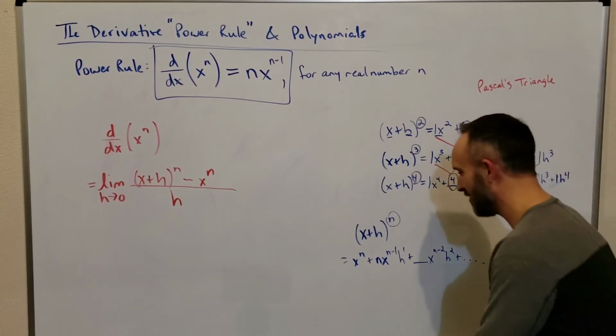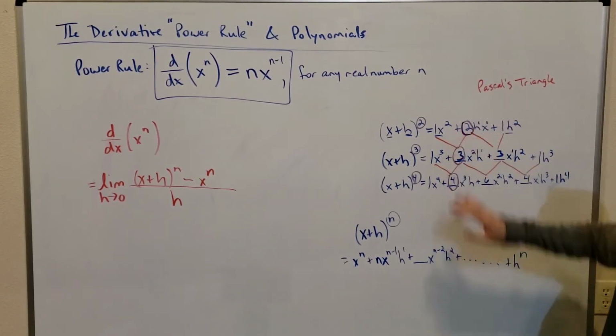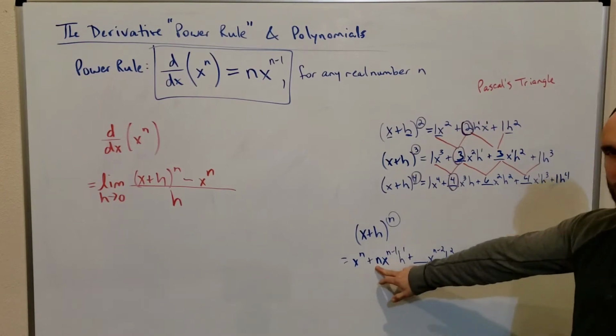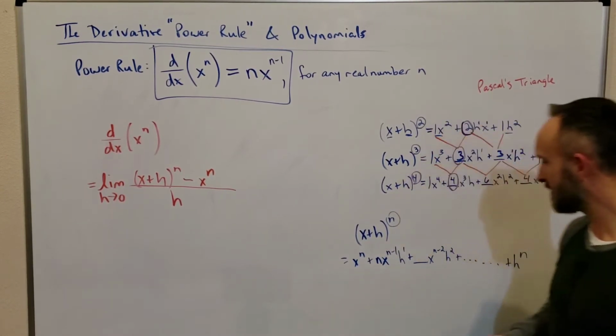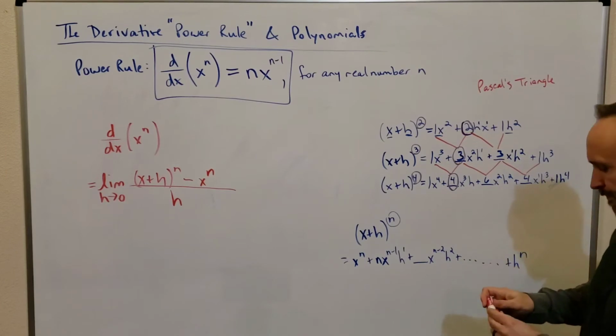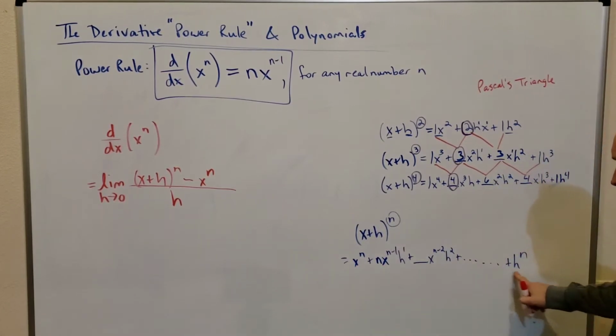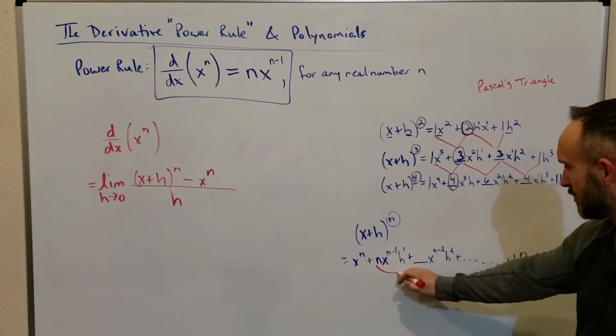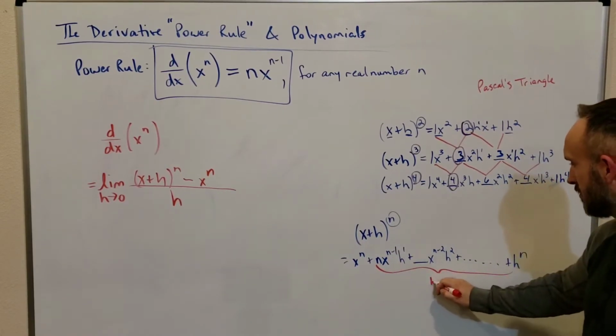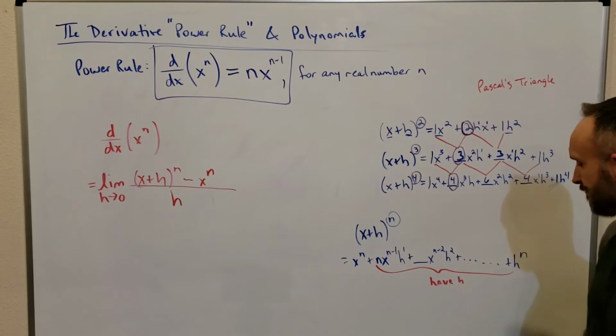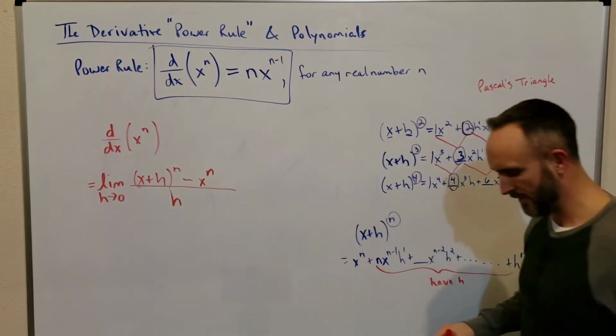So the key here is following this pattern, knowing how to get the coefficient of your second term, and then the last thing is noticing that all of these terms after the first term have an h in them. All the terms after the first term have h. Okay, so keep that in mind. So let's come back over here and apply this.